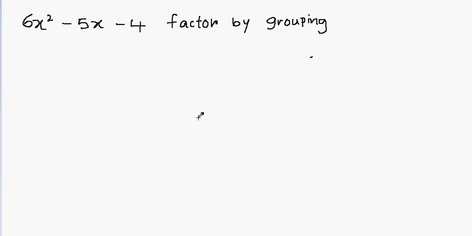Hi, in this video I'll show you how to factor the quadratic equation by grouping. In this method, we'll write our middle term, which is negative 5x. We'll split the middle term into two separate terms, and then we'll factor it by grouping. So I'll show you how to do that.